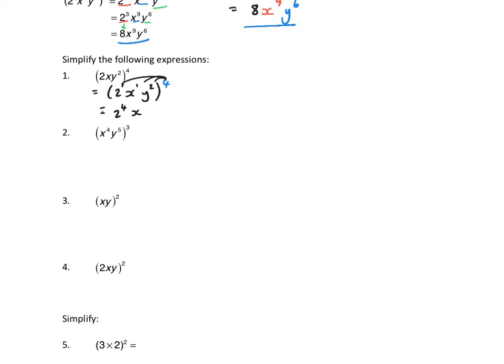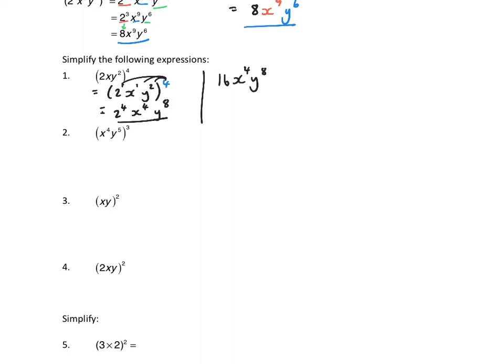We're going to get x to the power of 4, and y to the power of 2 times 4, which is 8. Hopefully that makes sense. 2 to the power of 4 means 2 times 2 times 2 times 2, 4 times. So 2 to the power of 4 is equal to 16, and then we've got x to the power of 4, y to the power of 8.